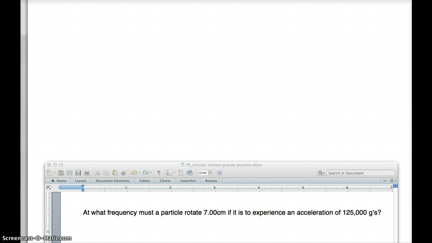At what frequency must a particle rotate at 7 centimeters if it is to experience an acceleration of 125,000 Gs? So, 125,000 Gs is a unit of acceleration. What they're saying is it's accelerating at 125,000 times what we use as acceleration of gravity here on Earth. G equals 9.8 meters per second squared.